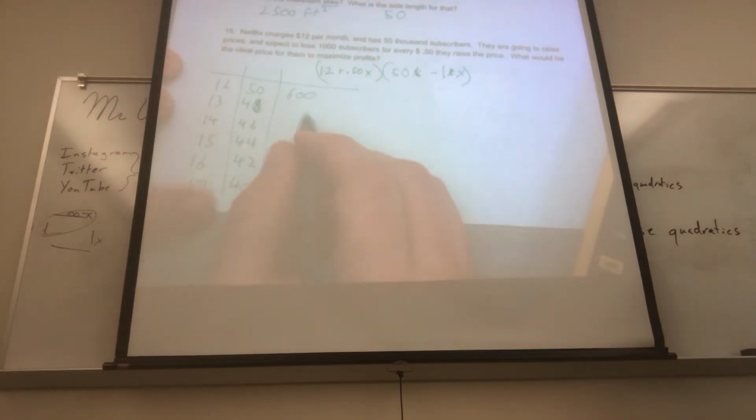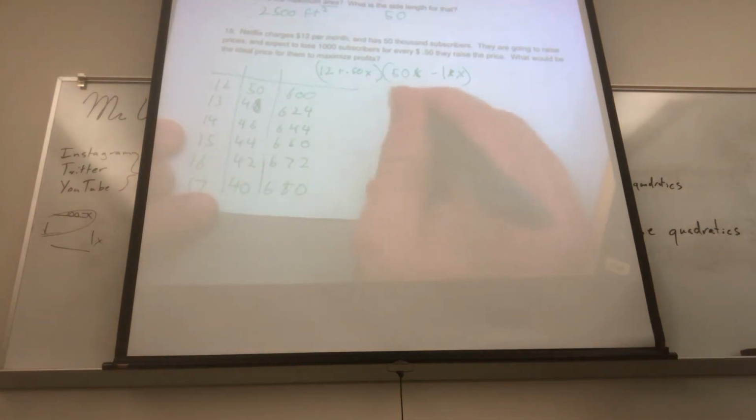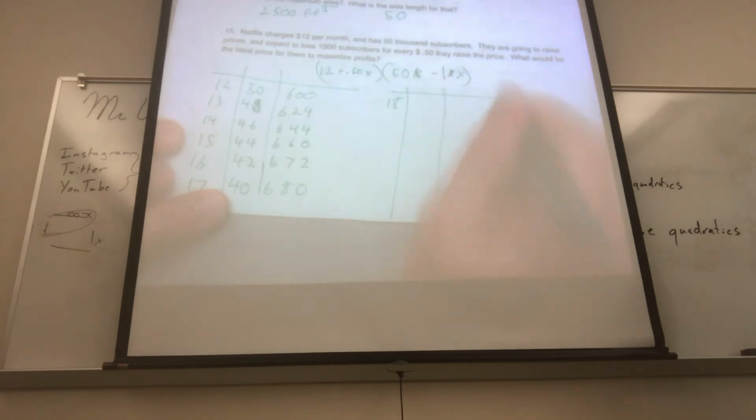So when we check how much we're making, it's 624, 644, 660, 672, 680. We can tell that we're supposed to keep going because the money that we're making keeps on increasing. So I come over here, I go to 18. At 18, I've got 38 and it's 684. So I'm still increasing at this point. I keep going. At 19, it's 36. And I've got 684 again.